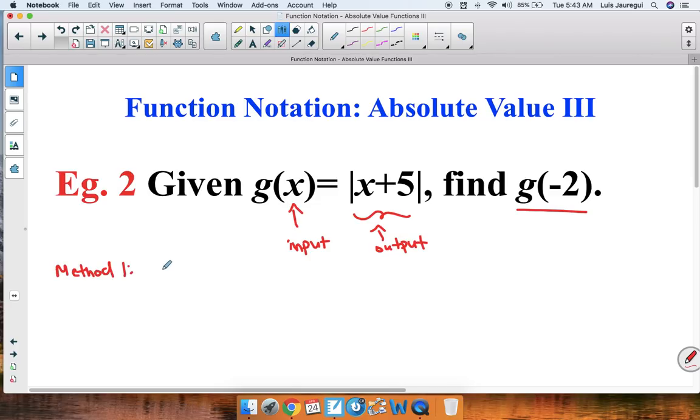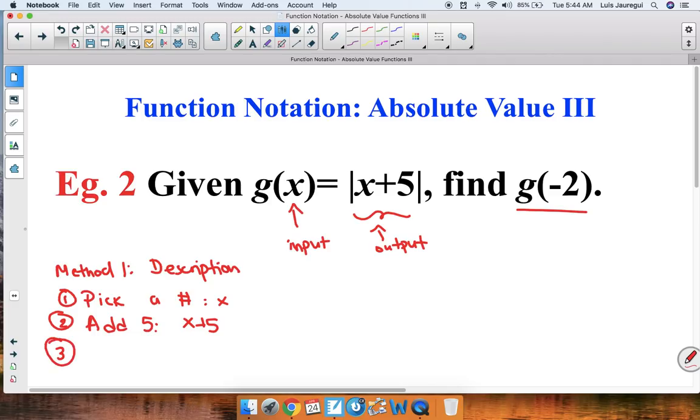So method 1, based on the description. So notice, in order for us to generate g of x, the first thing we're going to do is to pick a number. Let's call that number x. The next thing you're doing to your x is to add 5. So that's step 2. Add 5. And that's how we generate x plus 5. And the last thing we're going to do is to take the absolute value of that. So step 3, take its absolute value.